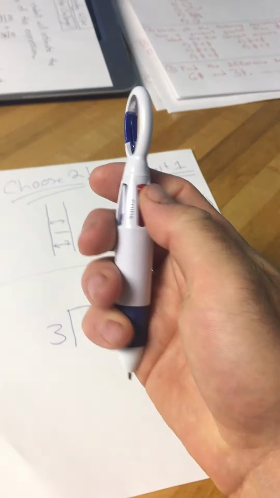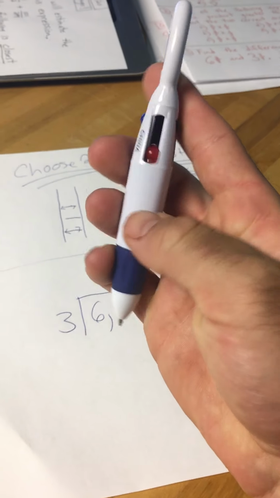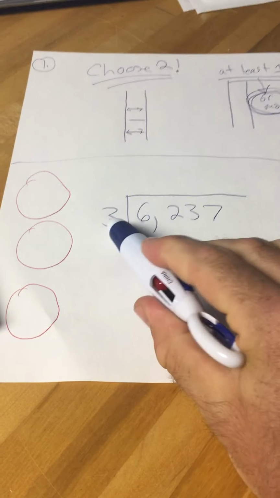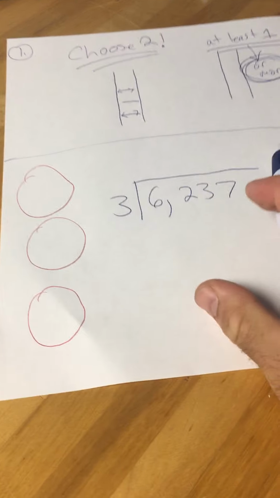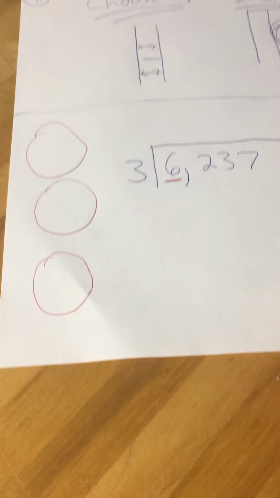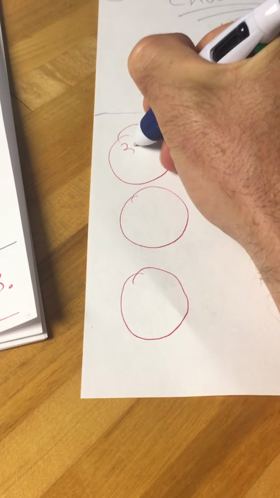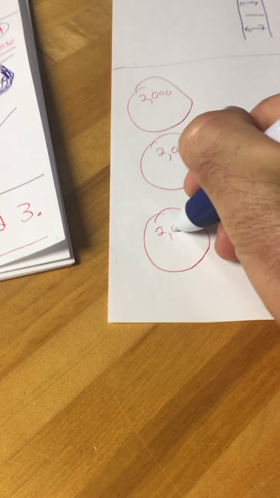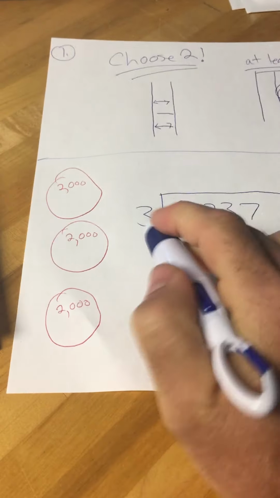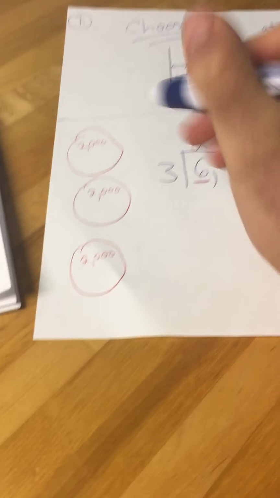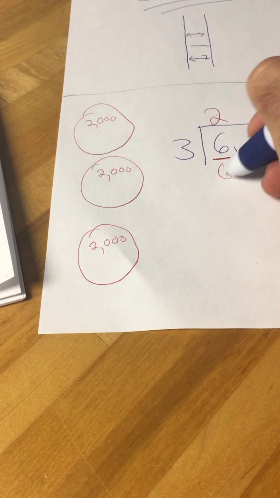All right, now check this pen out. It's got all different colors, so I'm going to switch to red like that. Okay, so I'm going to draw 3 groups, because what we're doing is making 3 equal groups out of the 6,237. Okay, so let's look at the thousands first. If we have 6,000 and there's 3 equal groups, we could put 2,000 into each group. 2, 4, 6,000. So since we had 3 groups, we were able to put 2,000 into all those groups. 2,000 times 3 is 6,000.